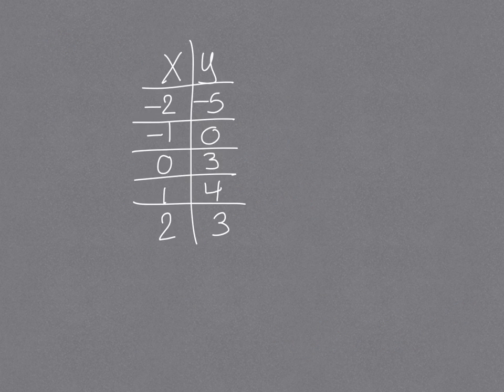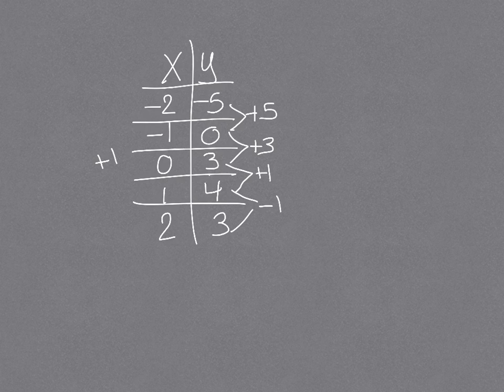Okay, this would be number 10 on your study guide. All right, so we're adding 1 over here. So from -5 to 0, that means we had to add 5, correct? And 0 plus 3 would be 3. 3 plus 1 would be 4. And then 4 minus 1 would be 3. Okay?